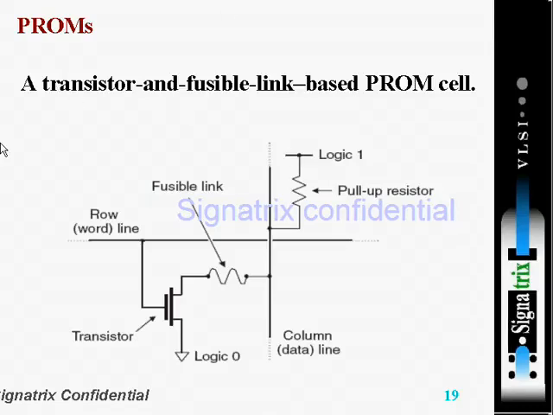How it is working, I explained before. So the row line is there, we can connect a number of transistors in an array, and we can select which word and which column based on the select.